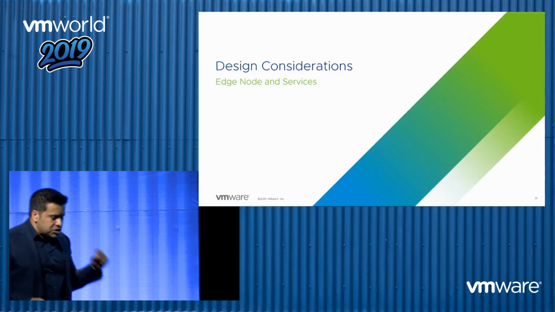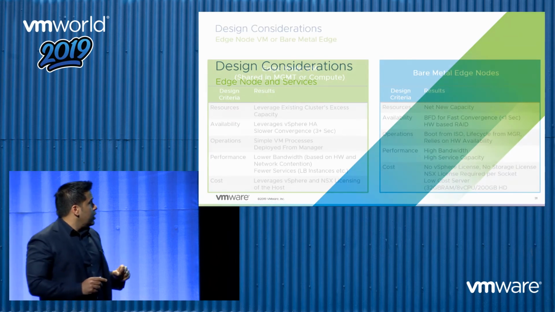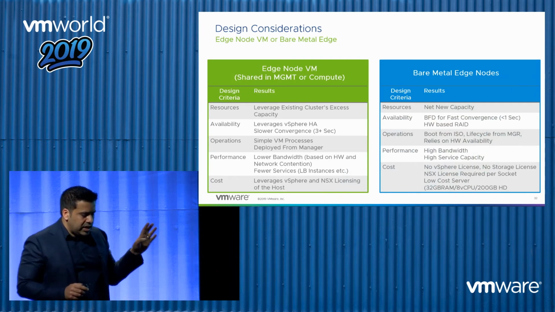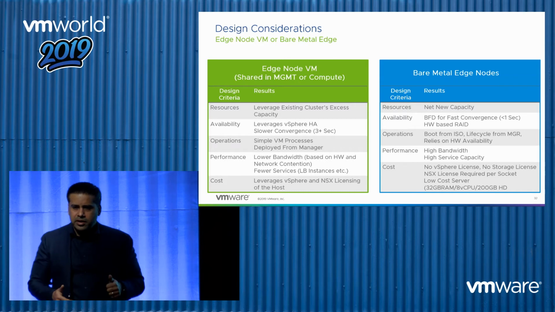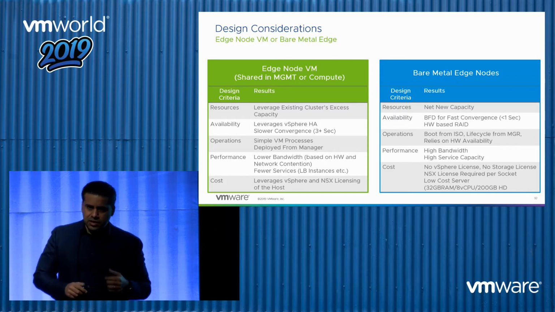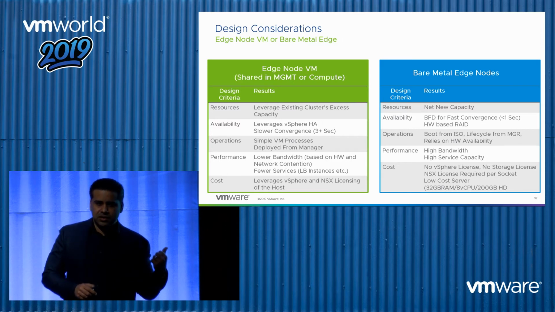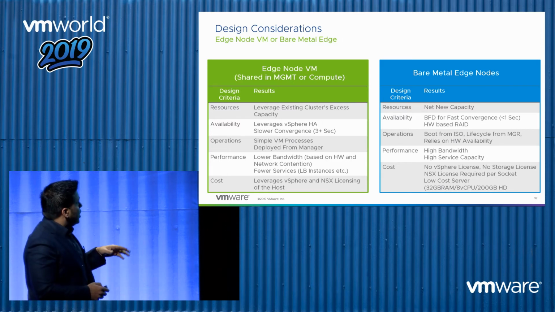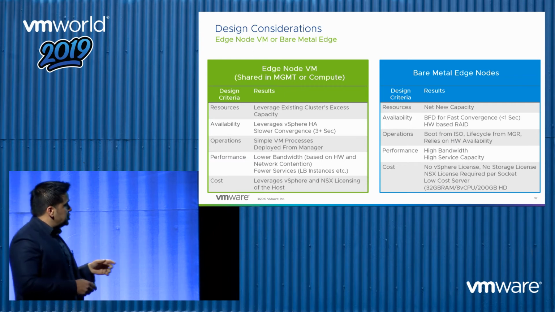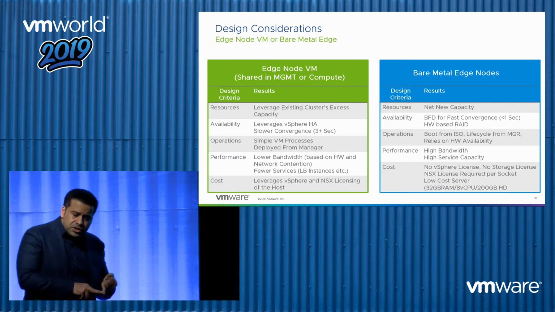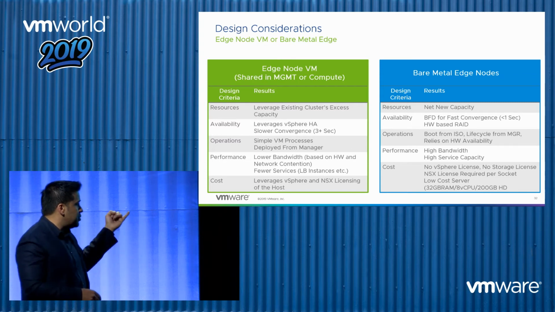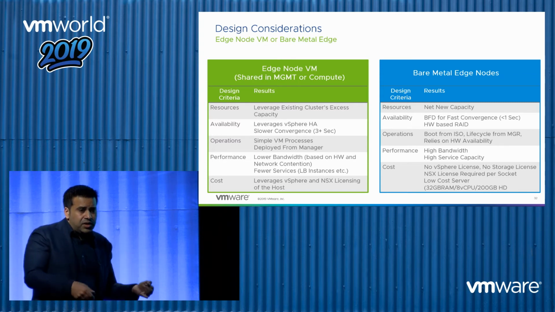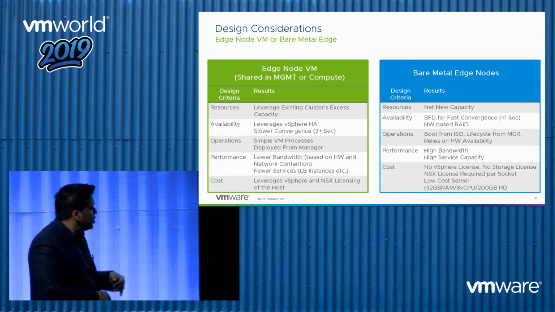All right. Let's talk about edge. In edge, we have 2 form factors. Like I said, bare metal edges and VM form factor edges. In small to mid-sized data centers, I have mostly seen 80% of my customers running VM form factor edges. Now, what are the design choices? Like I said, cost. It's just a VM, right? Using NSX licensing, but it's leveraging vSphere. You have to have ESX as well, right? We don't support it on KVM.